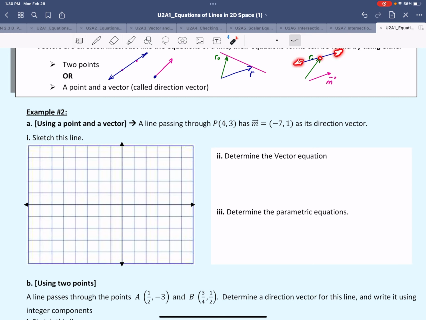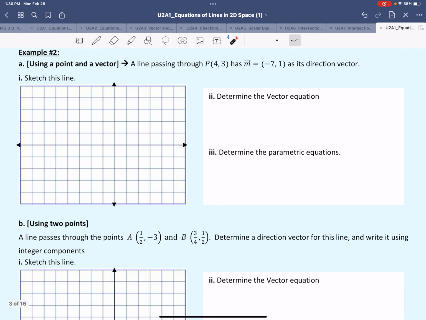Now let's take a look at example number 2. Here we have a line that passes through point (4, 3), and it has the direction vector (-7, 1), and we want to draw the line first. In order to draw the line, we're going to start with the point (4, 3). So x is 1, 2, 3, 4, and then y equals 3. So it's right here. This will help us draw the direction vector. From here, I'm going to apply the direction vector, which is (-7, 1).